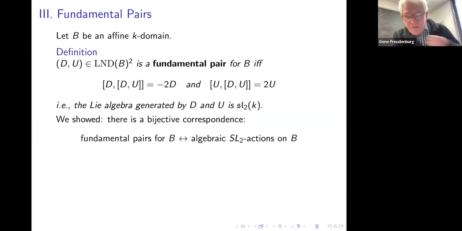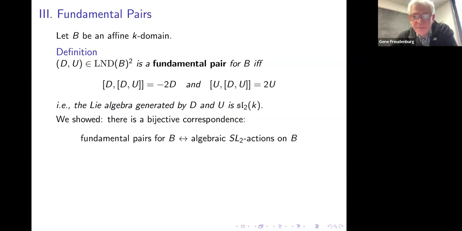So in the paper of Arzhantsev and Gaifullin, they showed that if one has a fundamental pair of locally nilpotent derivations in which the bracket of the two is semi-simple, then indeed you get an algebraic SL2 action. So what I managed to do was remove the hypothesis that the bracket is semi-simple. One proves that if I start with a fundamental pair, then automatically the Lie bracket of D and U is semi-simple, right?